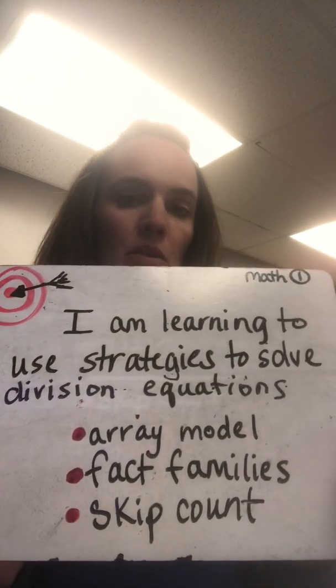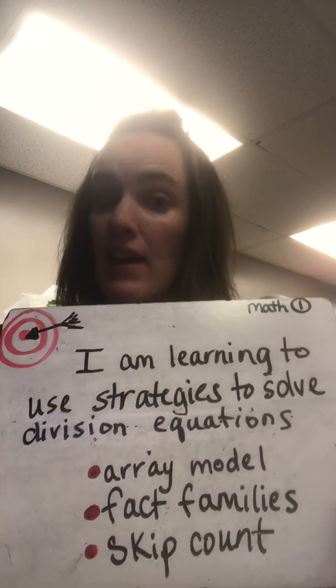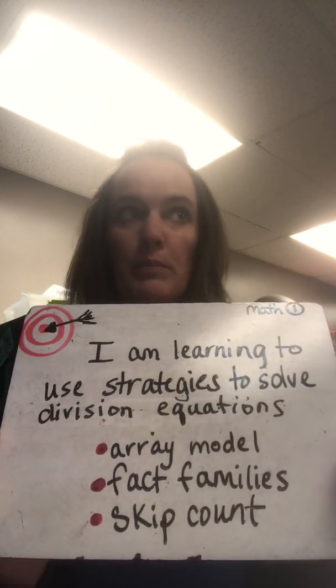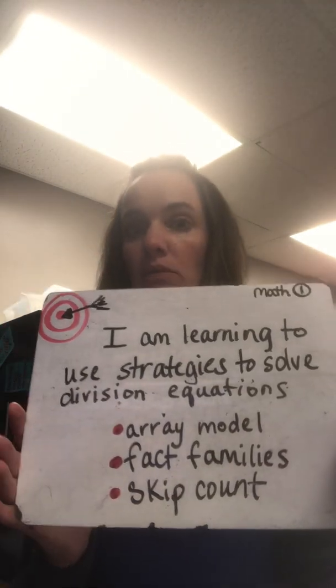Got a few choices here. We have arrays or area models. We could also think about fact families and what we know about multiplication and how multiplication and division go hand in hand. We could also skip count. Think about equal groups. So let's go through a few equations together.